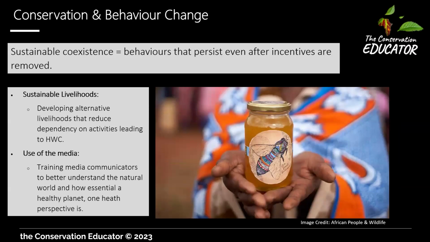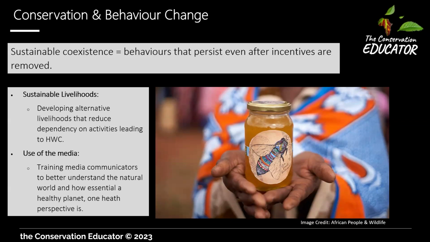Sustainable livelihood. When you have communities that rely completely and utterly on their crops or their livestock, it's very difficult when something happens and an elephant takes out the whole crop. Of course they want to kill that elephant, right? But if they have an alternative, like they've put up beehives to deter the elephants from getting into their crops, and then they can sell the honey, then at least they still have an income.